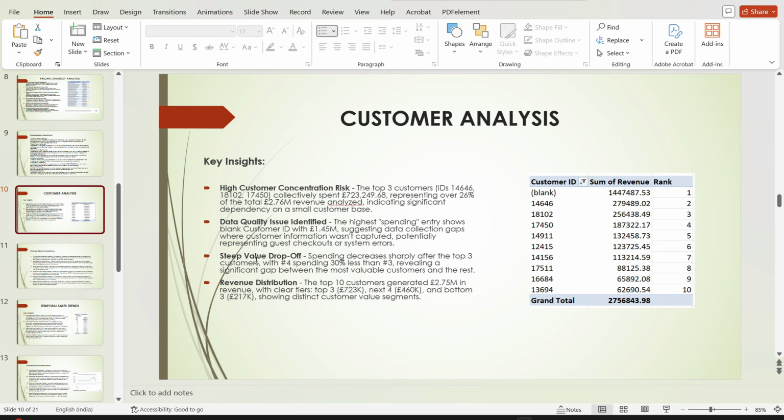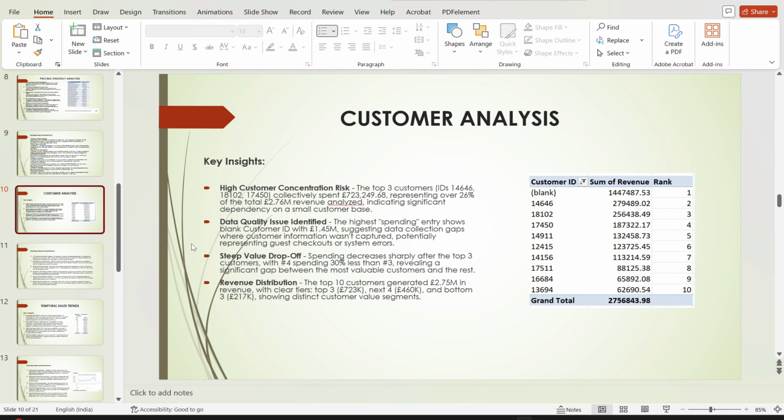Steep value drop off. Spending decreases sharply after the top 3 customers, with customer 4 spending 30% less than customer 3, revealing a significant gap between the most valuable customers and the rest. Revenue distribution: the top 10 customers generated 2.7 million euro in revenue with clear tiers. Top 3, then next 4, and the bottom 3, showing distinctive customer value segments.